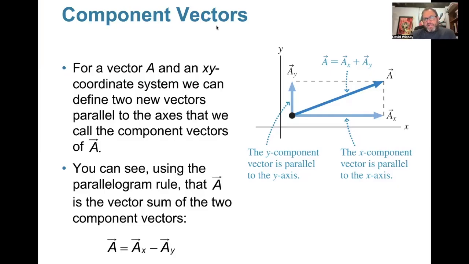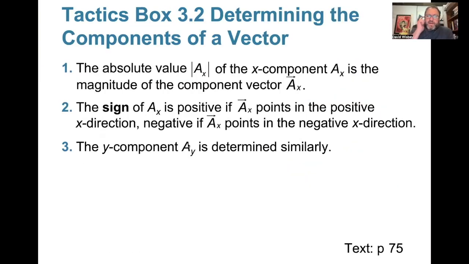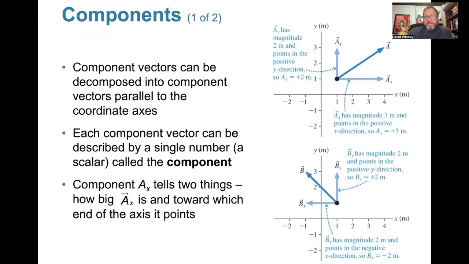Okay, anytime you have a vector, you can break it down into its x and y components and add those together separately. We went through a detailed process of using vector components and adding two vectors together, so I'm not going to do that again right now. The absolute value of a vector's x component is the magnitude of the component vector. The sign is positive if it points in the positive x direction, and negative if it points in the negative direction. And the y is similar.